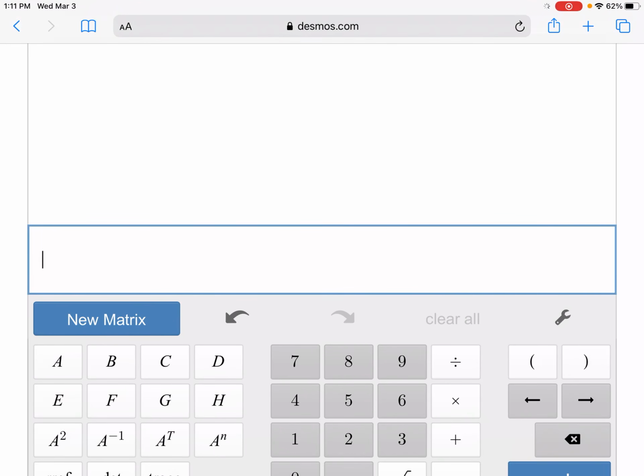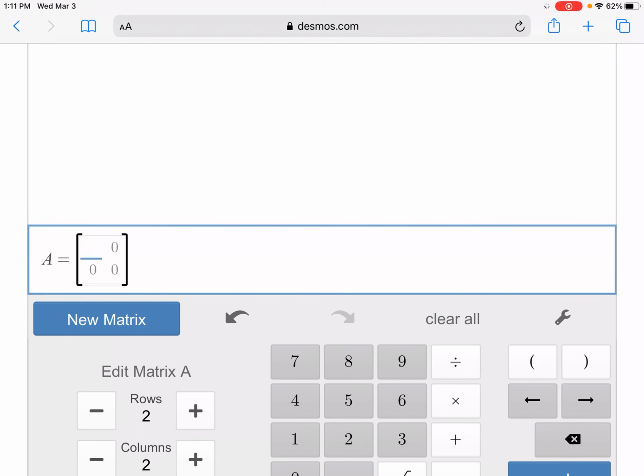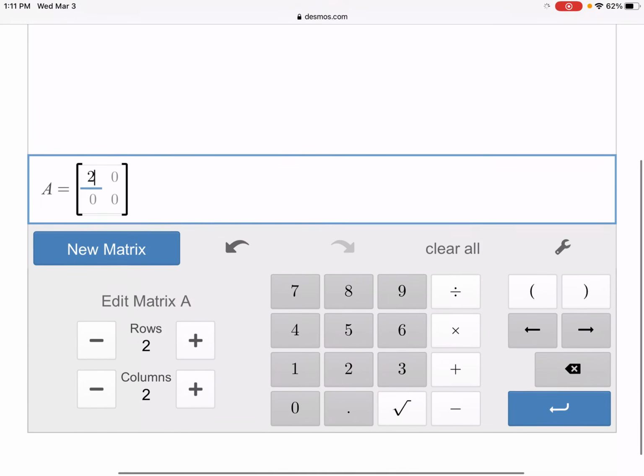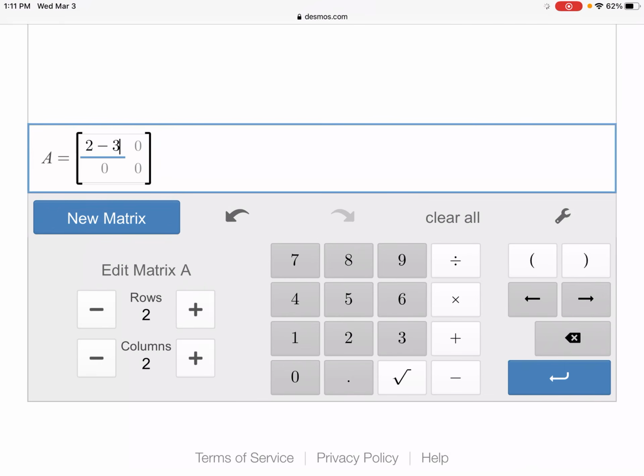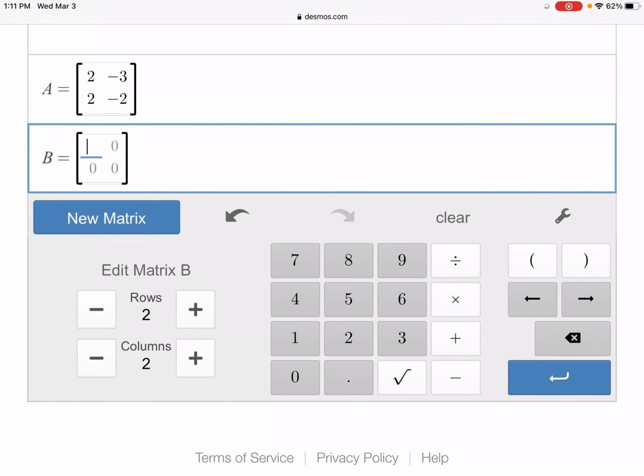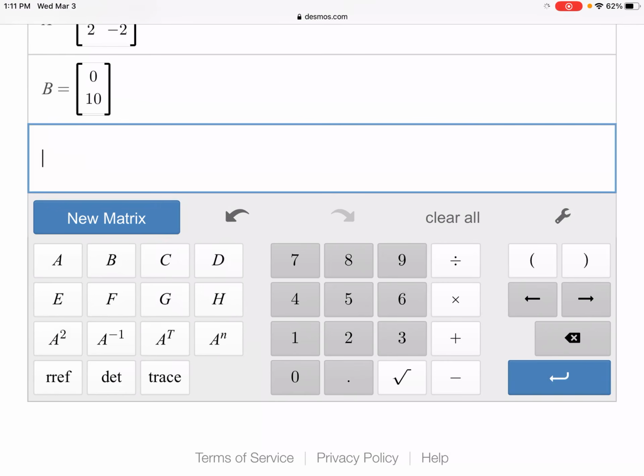Okay, so I want to make my matrix, new matrix. We're going to make it a 2 by 2. So I'm going to put in 2, -3, 2, -2. So that's going to be my matrix A. Then I'm going to do a new matrix, and it's going to be 2 rows and 1 column. And this is where I'm going to put 0, 10.